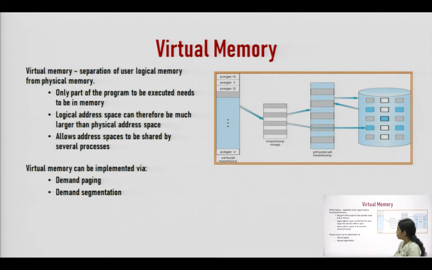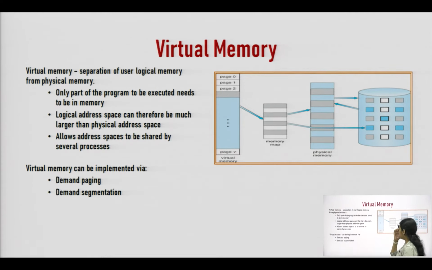Only part of the program to be executed needs to be in the memory. If a part of a program need not be currently executed, we need not save it into the physical memory at that particular point of time. Logical address space can therefore be much larger than the physical address space. It also allows the address space to be shared by several processes.